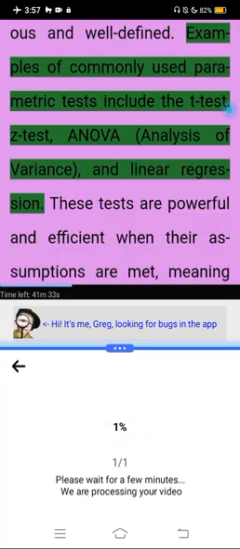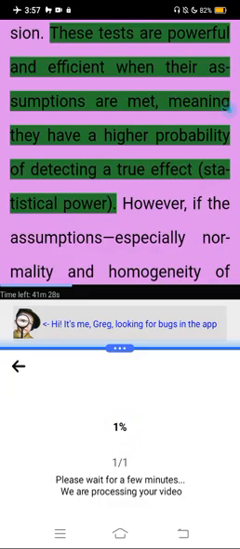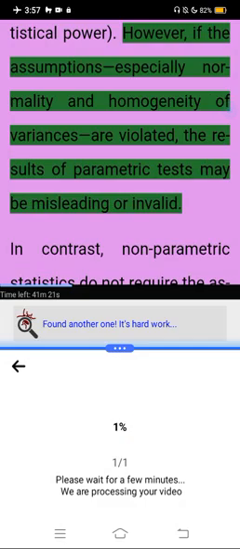Examples of commonly used parametric tests include the t-test, z-test, ANOVA (analysis of variance), and linear regression. These tests are powerful and efficient when their assumptions are met, meaning they have a higher probability of detecting a true effect, which is statistical power. However, if the assumptions, especially normality and homogeneity of variances, are violated, the results of parametric tests may be misleading or invalid.